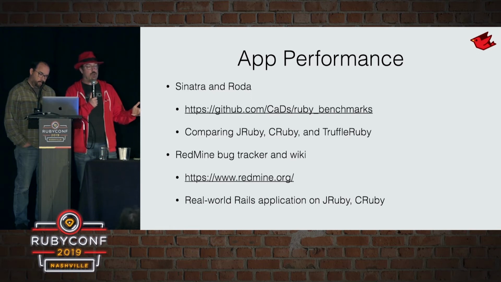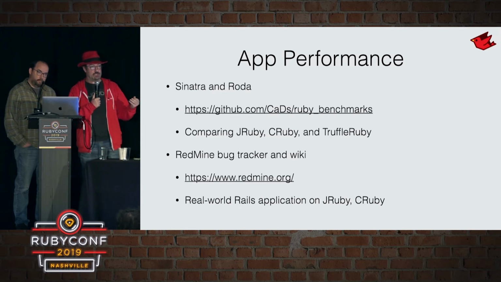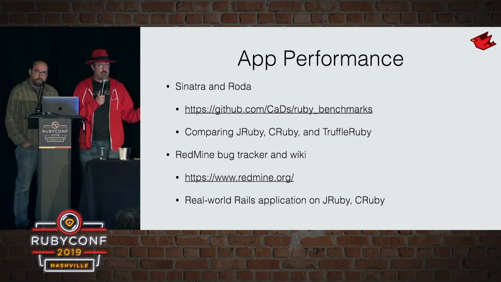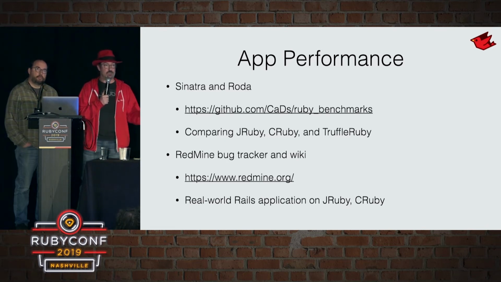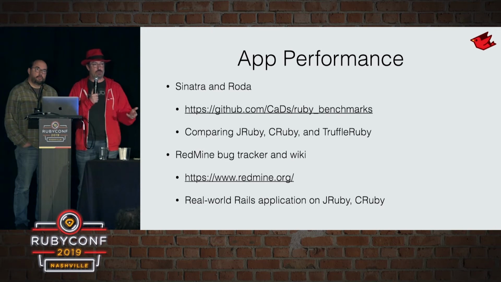We also have now been running the Redmine bug tracker. So the same bug tracker that is at bugs.ruby-lang.org runs great on JRuby. We actually only had to make a couple minor configuration changes. And so that's a better test of a full-size Ruby Rails application.